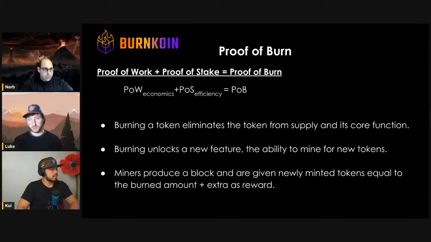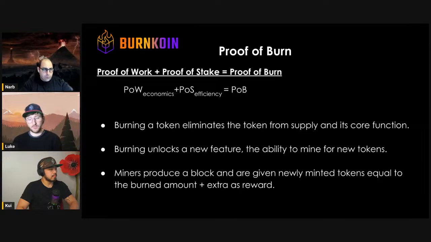So proof of burn strikes a compromise between these where you have to burn your tokens. You spend the capital up front, and so the tokens get destroyed. What you get for that is a different token, and that token represents your commitment to producing blocks. So that's like your virtual hash power. And that's what it's called: virtual hash power.